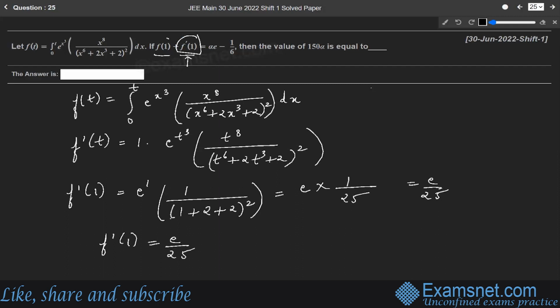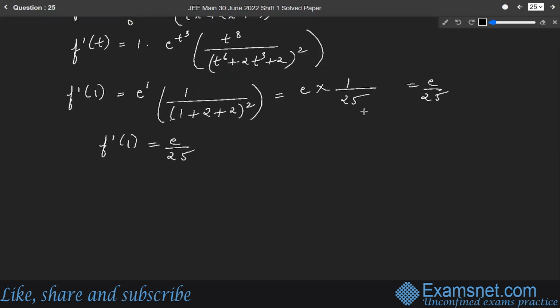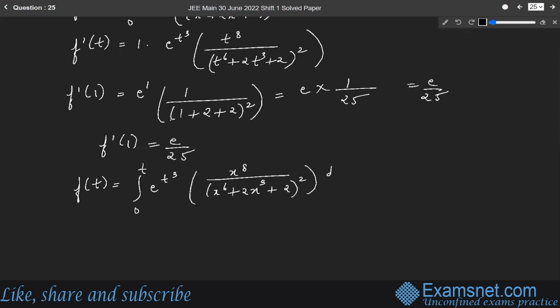Now let us calculate f of 1. To calculate f of 1, we need the value of f of t, which is in the form of an integral. It means that we have to solve this integral. So let us solve it. F of t is equal to the integral from 0 to t of e power x cube multiplied by x power 8 divided by (x power 6 plus 2x cube plus 2) whole square dx.